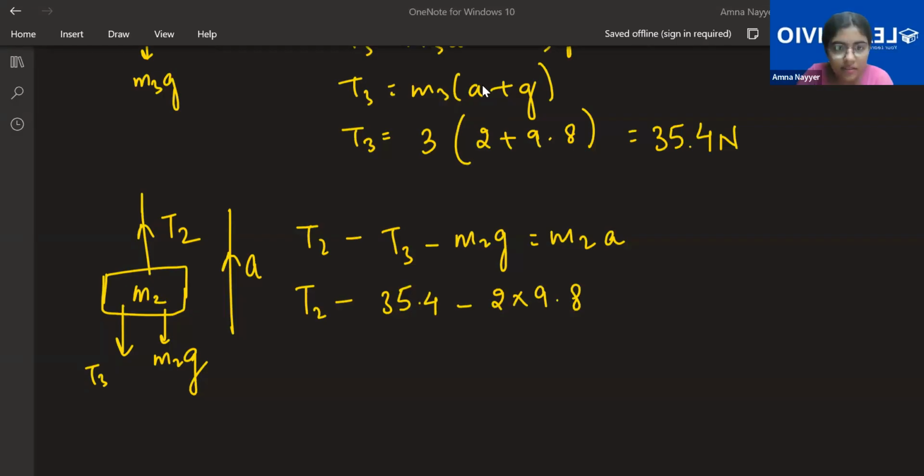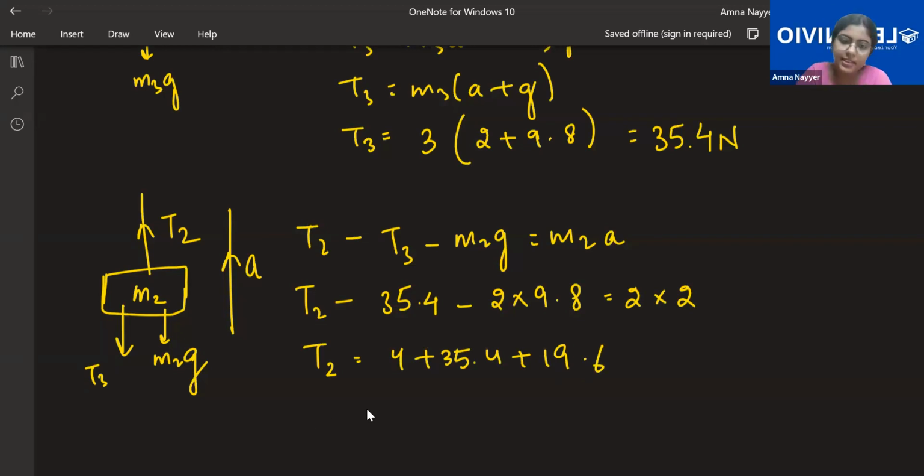So now your 56 something will work. Neha, 58.9, right? Minus 35.4 minus this. So M2 is 2, into acceleration, which is 2. So T2 will be equal to 4 plus 35.4 plus 19.6. Now what is this equal to? 10. So here it goes 9, 1, 4, 5, 59. 59 Newton will be the answer. T2 will be 59.